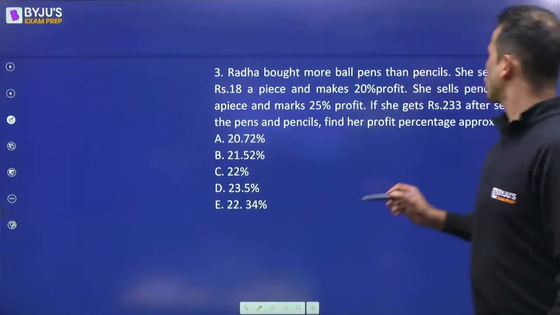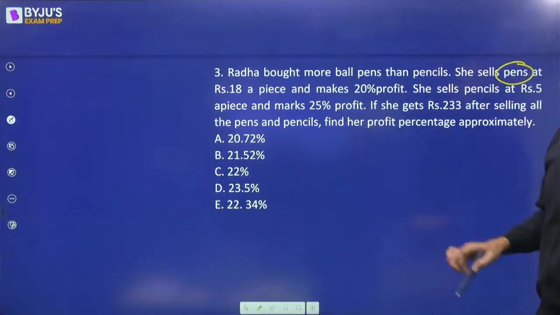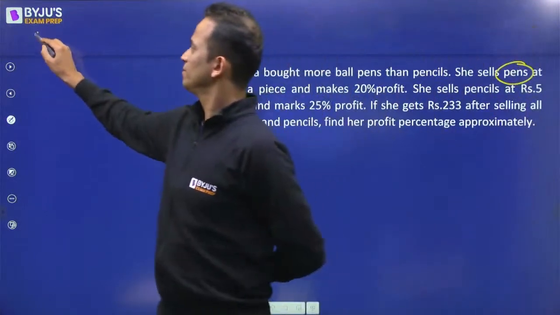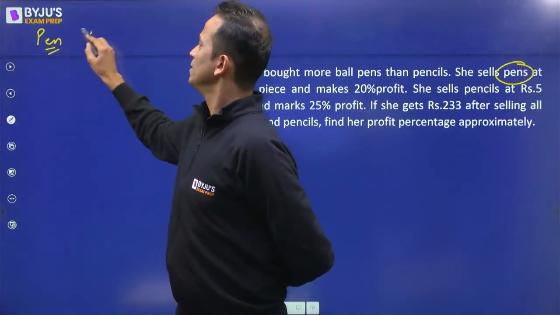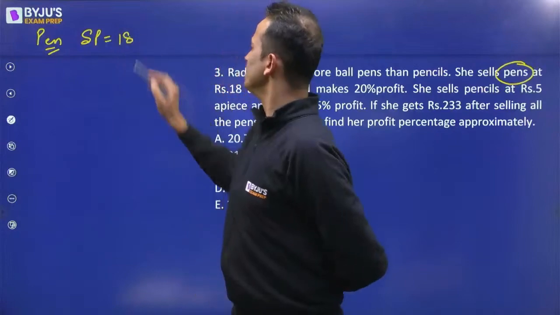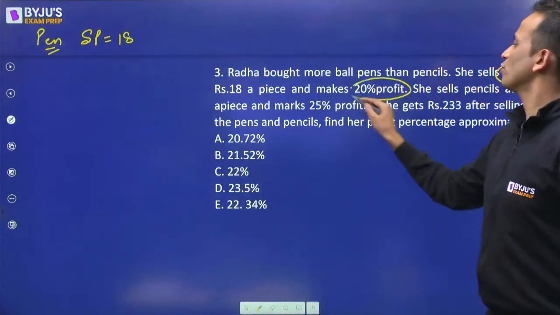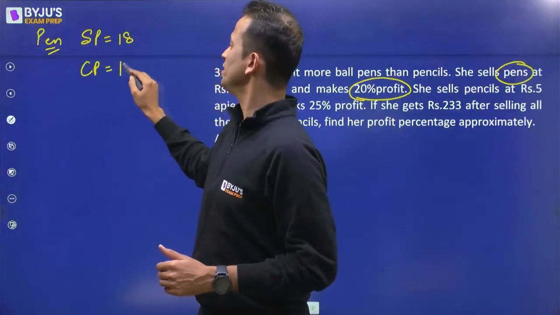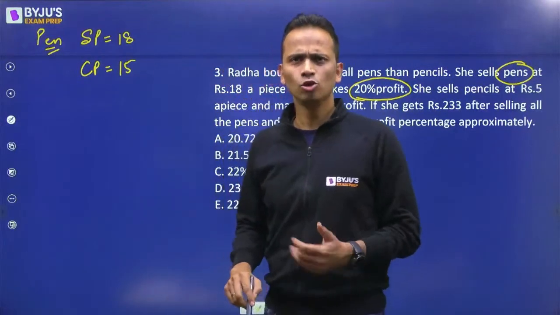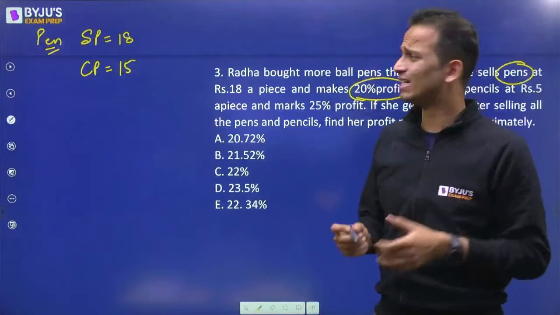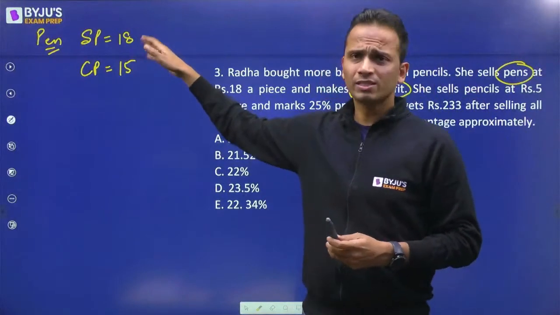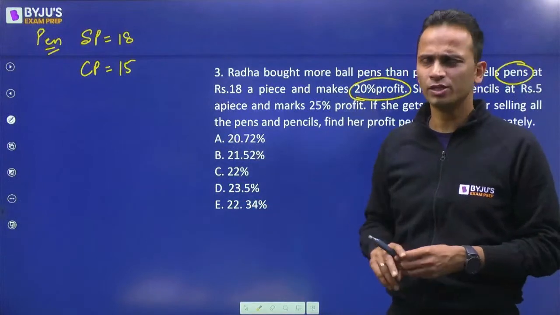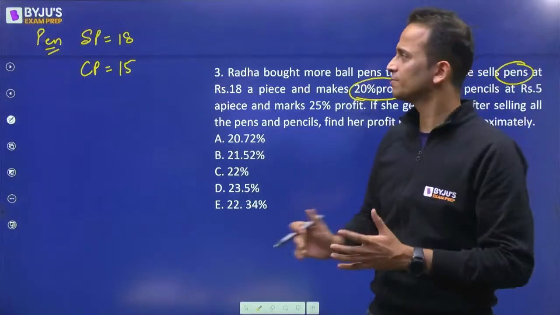Now first of all, let's talk about pens. Okay. Now the pens selling price is 18. Selling price is 18 and there is a profit of 20%. So profit of 20%, that means cost price will be equal to 15. You don't require this. ठीक है? इसका simplification, how I obtained cost price, we can easily solve it. So I'm directly writing the cost price.